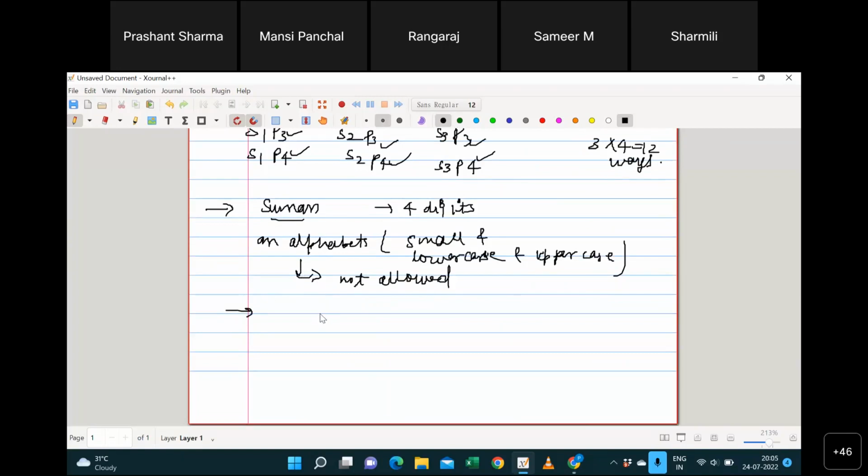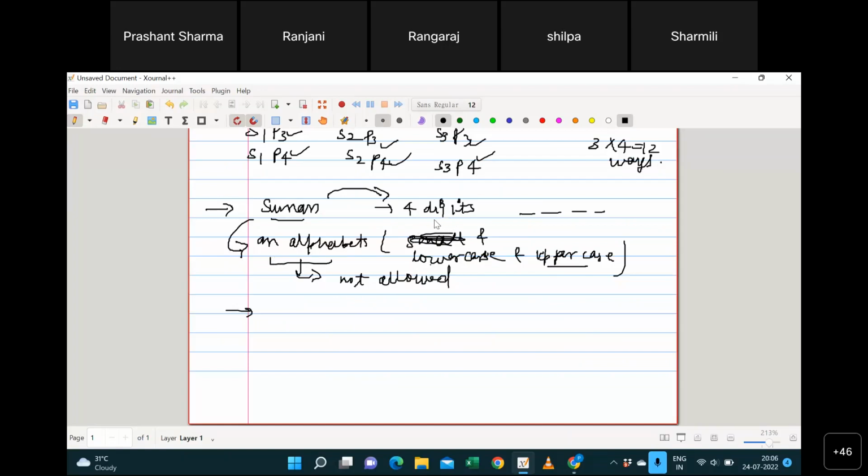She wants to set a 4-character password. She has an option to choose an alphabet from lowercase as well as uppercase, and repetition of the alphabets is not allowed. I'm not asking about digits; she has to choose from the alphabets, so it's 52 characters. Shilpa is right: 52 into 51 into 50 into 49.